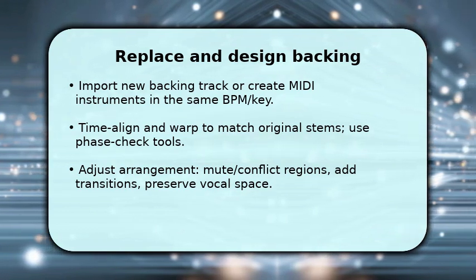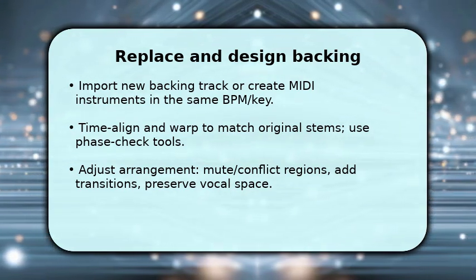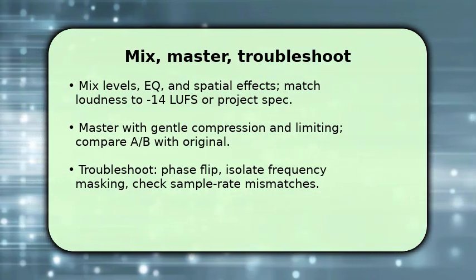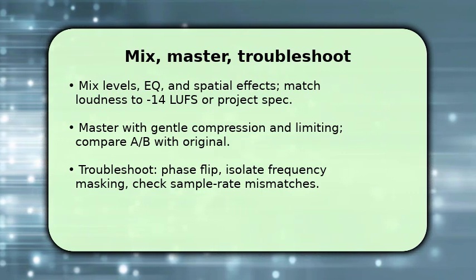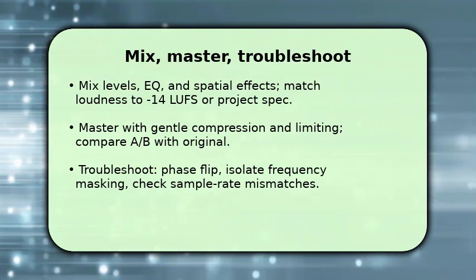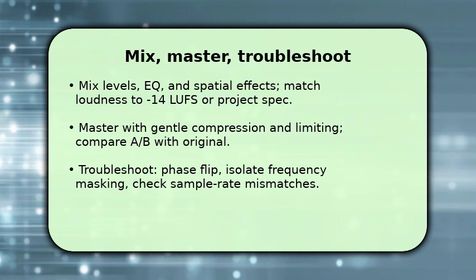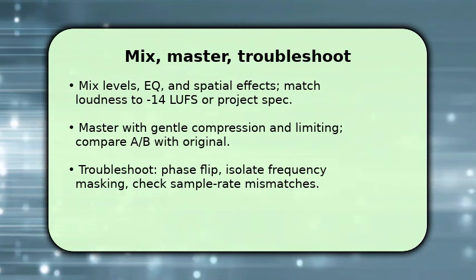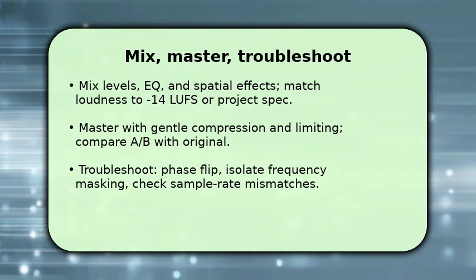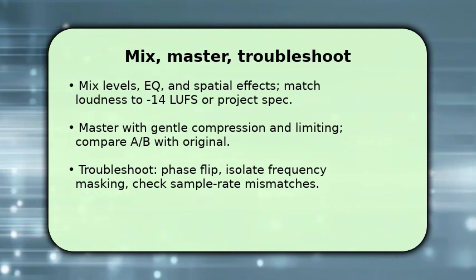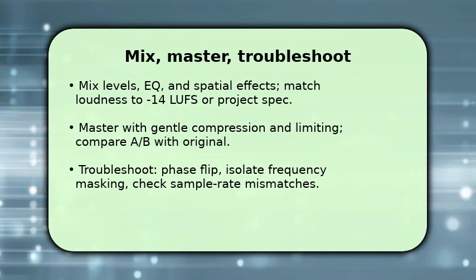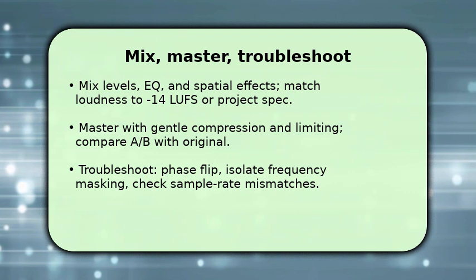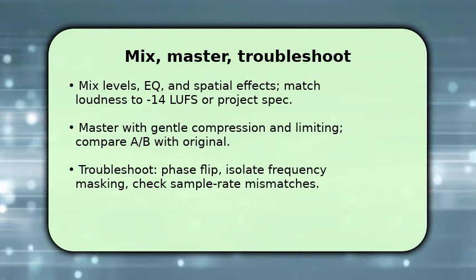You finish by balancing and mastering the combined stems so the new backing sits naturally with the original vocals. Set relative levels, carve competing frequencies with subtractive EQ, and add reverb or delay to glue ambience. Then aim for your target loudness, like -14 LUFS for streaming. Once mastered, do A/B comparisons with the original track and export at matching sample rate and bit depth. If you hear wobble or hollowness, try phase flipping, resampling, or narrowband EQ to fix masking.